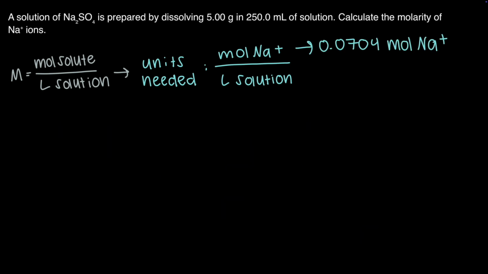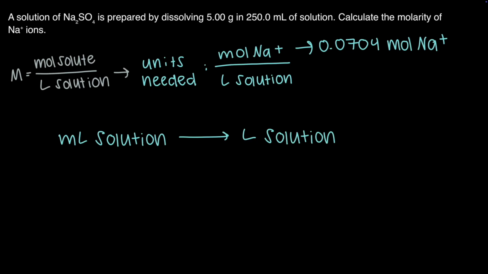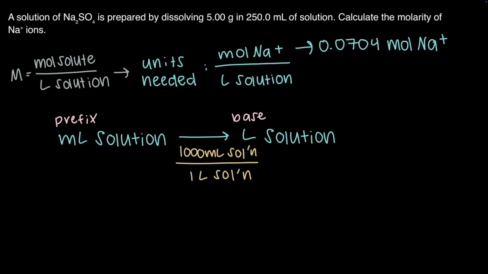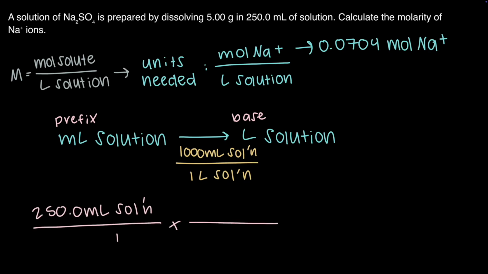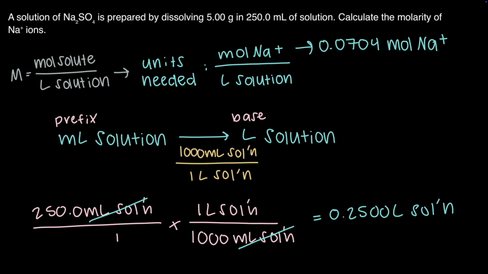Next, we can find liters of solution. Setting up our unit map, we can start with 250 milliliters of solution and convert to liters of solution. To convert from milliliters to liters, we can use a prefix to base unit conversion. The conversion factor will be 1,000 milliliters of solution for every 1 liter of solution. Setting up all units to cancel, we start with 250 milliliters of solution over 1. In the next fraction, we put 1,000 milliliters of solution on the bottom and 1 liter of solution on the top. Milliliters of solution cancel out and we are left with liters of solution. Dividing the values, we get 0.2500 liters of solution.